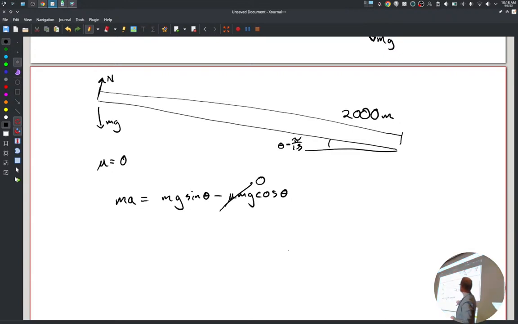So we've got my ma is mg sine theta. Theta is pretty small, so you could just say mg times pi over 18. That's my a term. So after 2,000 meters, how fast are you moving?